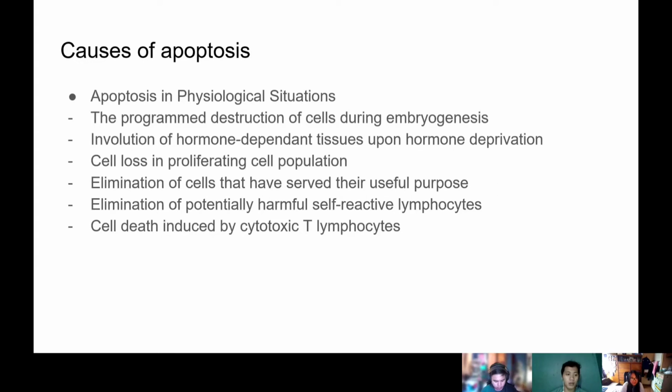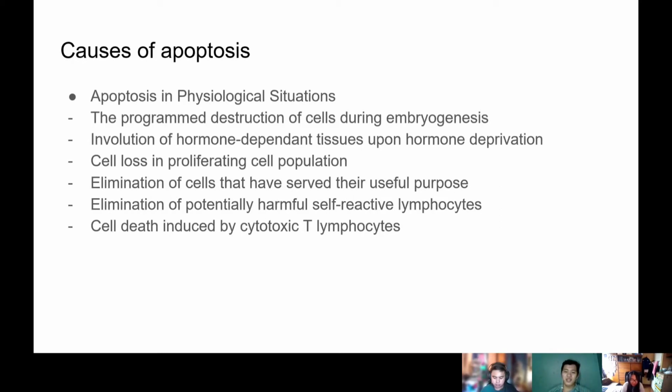Next is involution of hormone-dependent tissue upon hormone deprivation, such as endometrial cell breakdown during the menstrual cycle and regression of the lactating breast after weaning. Next is the cell loss in proliferating cell populations, such as intestinal crypt epithelia, in order to maintain a constant number.